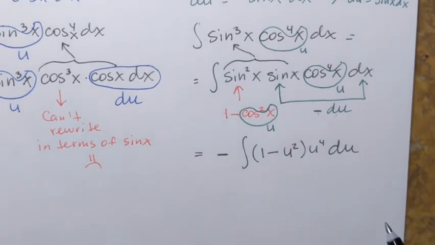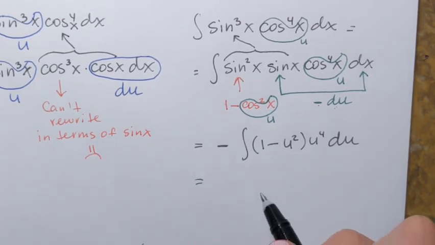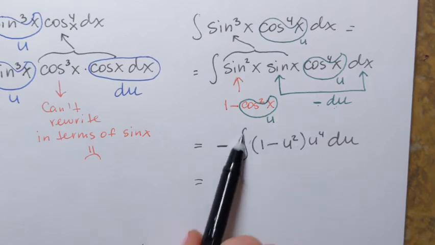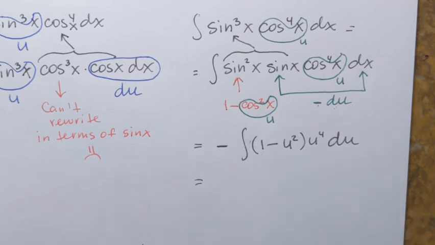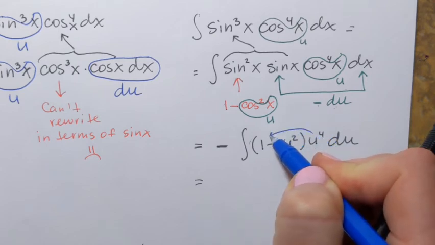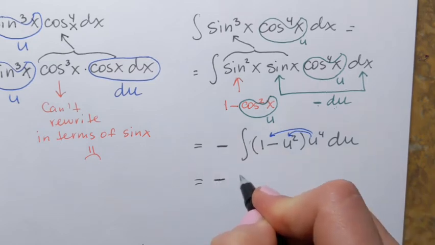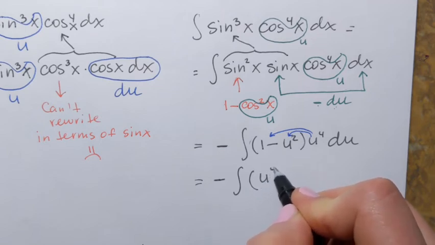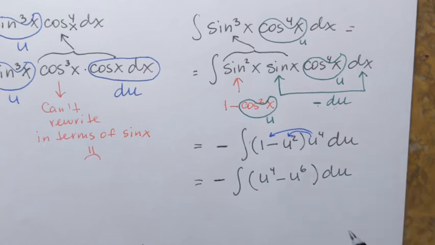Okay, now look at the integral. So actually, now it looks like something we can pretty easily integrate, because if you have some kind of algebraic expression like that within the integral, we'll just simplify it, multiply it out by distributing, right? So what I mean is that I'll just need to multiply u to the 4th power by this binomial. So negative integral u to the 4th power minus u to the 6th power du.